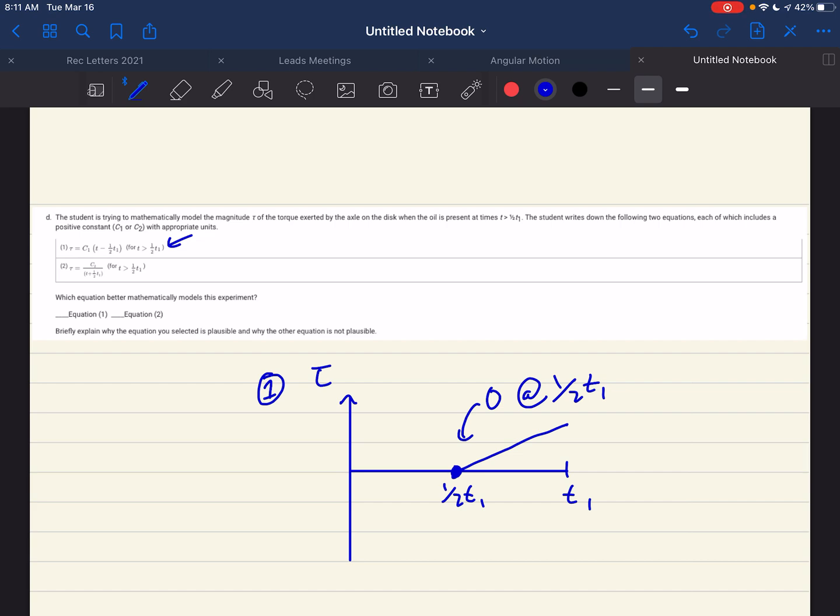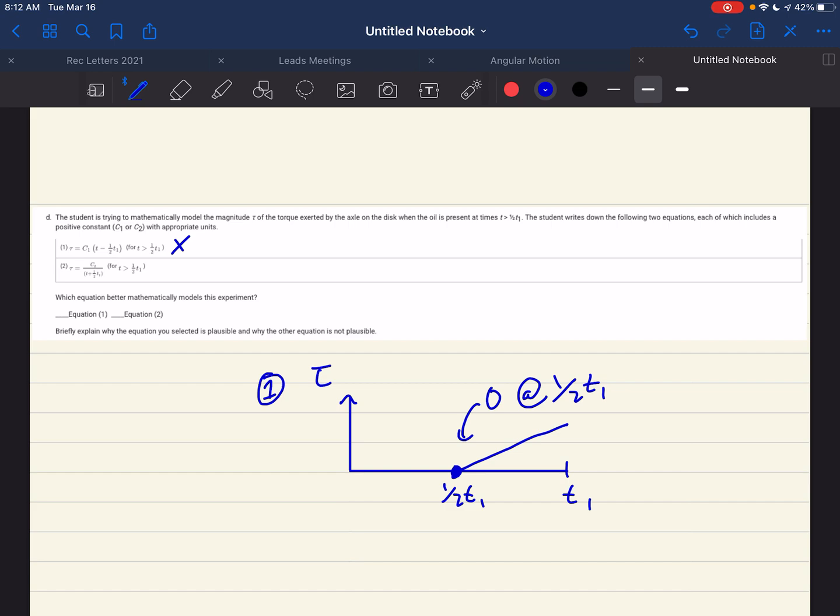Again, I think this is also just the magnitude, so let's not worry about the sign too much. This is basically telling me that the torque starts at 0 at 1/2 T1, and then it increases, which doesn't really make sense. The torque should decrease as we go from 1/2 T1 to T1. So that one doesn't really work.